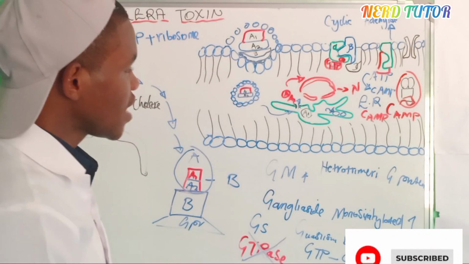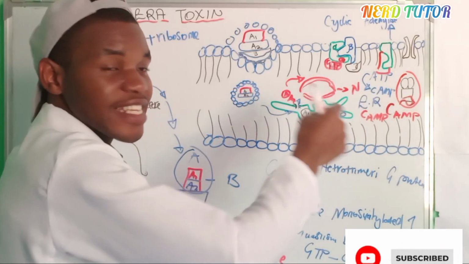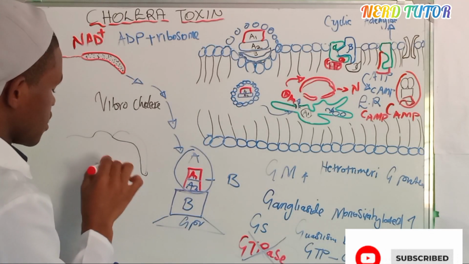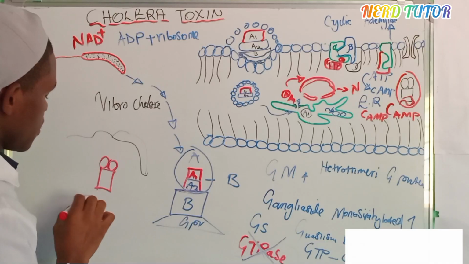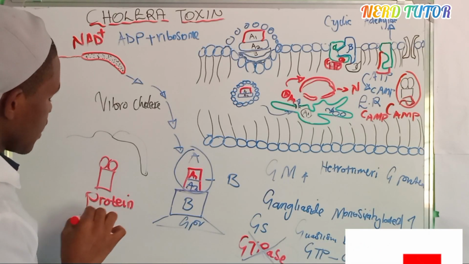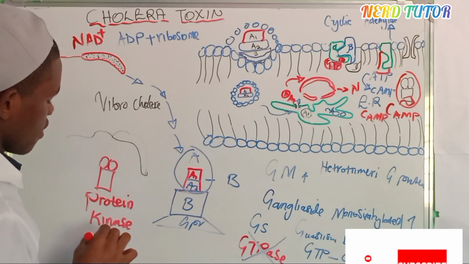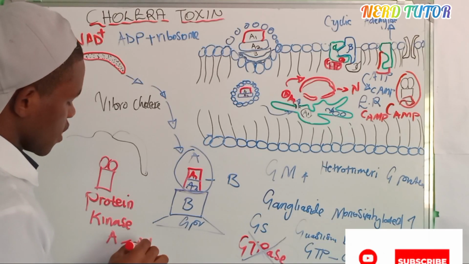So what will be happening when this enzyme, protein kinase A, is stimulated? Let me just draw it here. It is like this. This is the protein kinase A. The A is for adenosine.